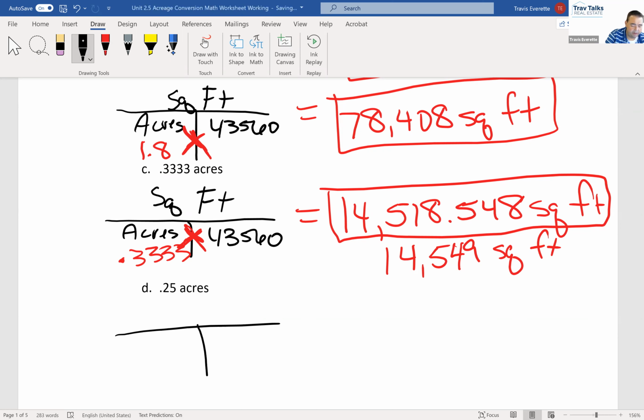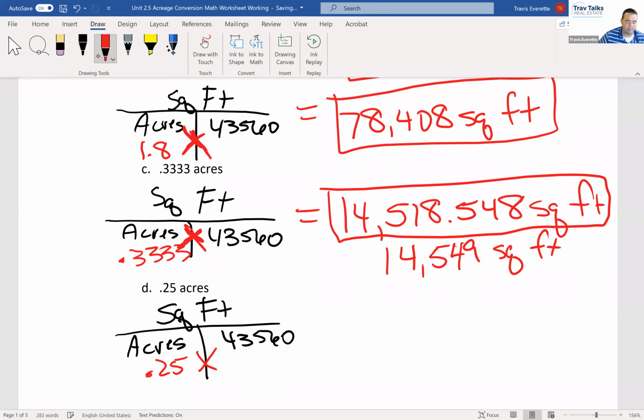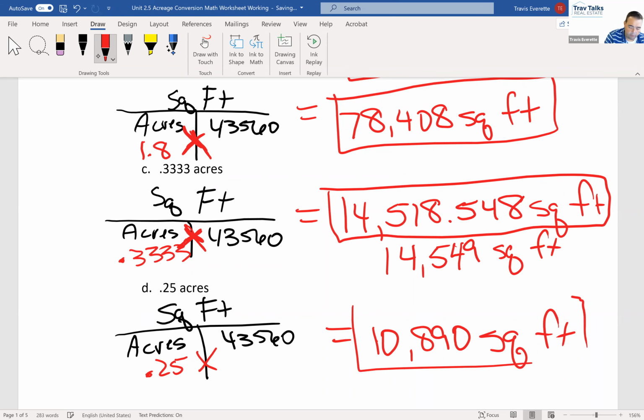Okay, let's take a look at D here. We got square footage on the top, and then down here on the bottom, we got acres and 43,560. And they give us 0.25 acres side by side with 43,560. So 0.25 times 43,560 is 10,890 square feet. So very simple conversion calculations of converting acreage into square footage.